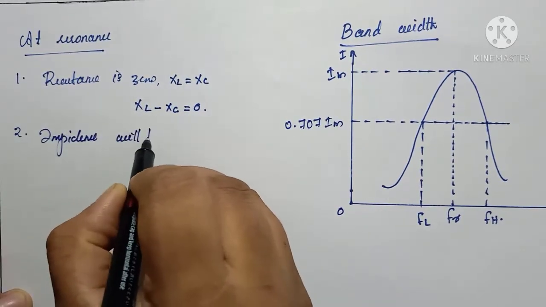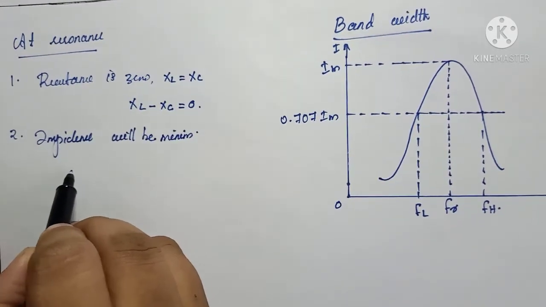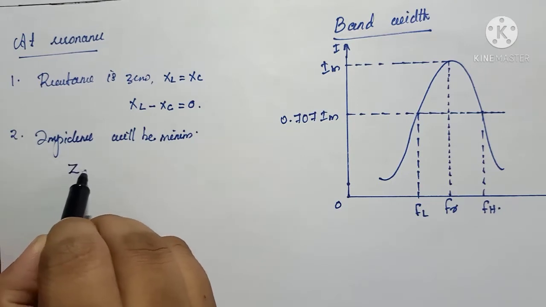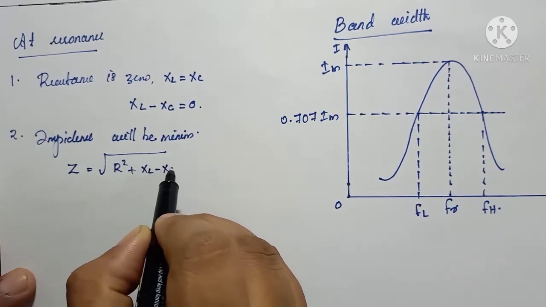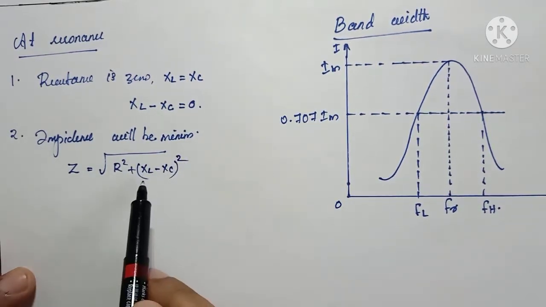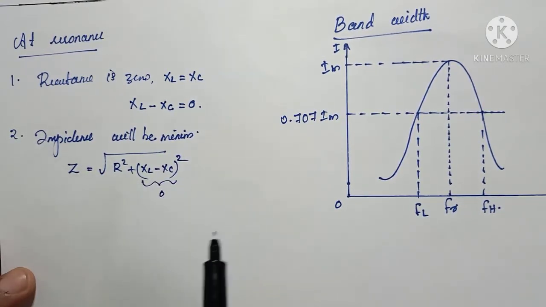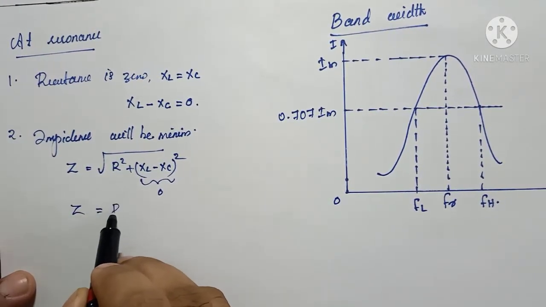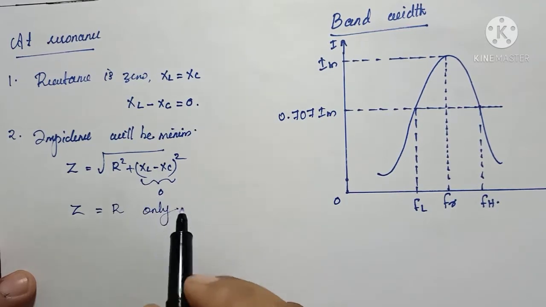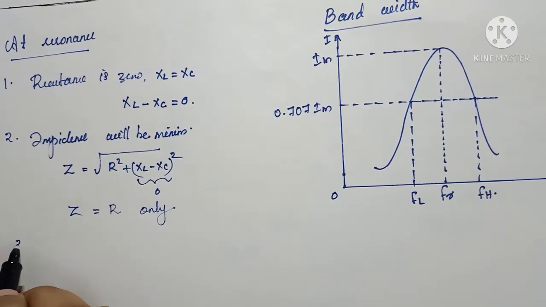Impedance will be minimum. We know that in an RLC series circuit, impedance Z will be the square root of R square plus (XL minus XC) the square. And in the case of resonance, this term will be 0. So we can say that Z is equal to R only. So the impedance will be minimum at the resonance condition.